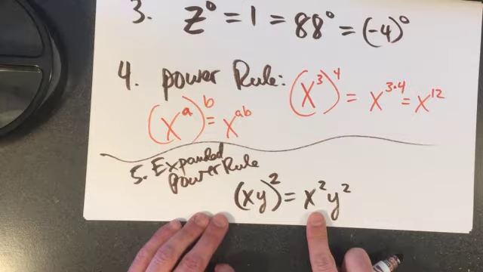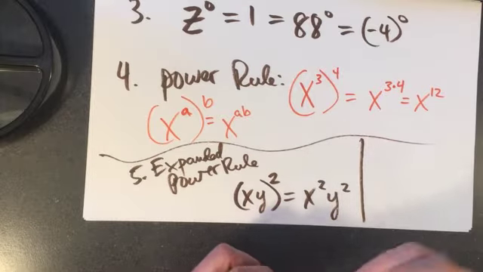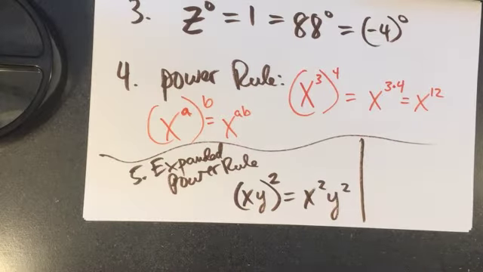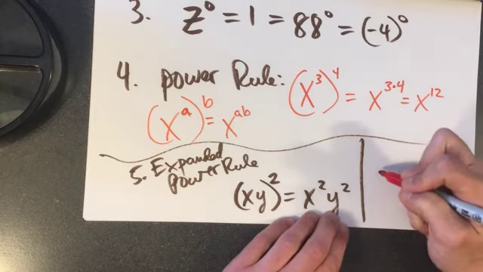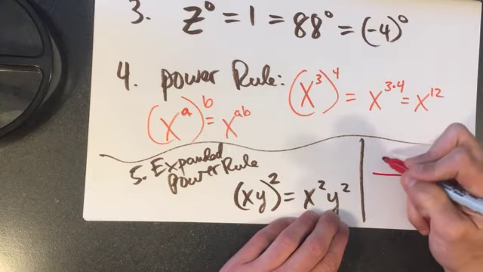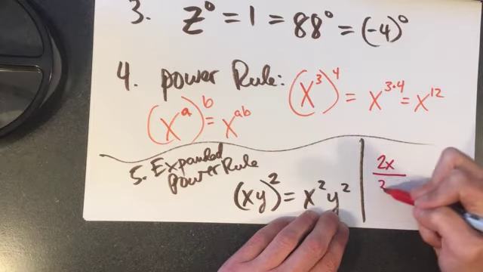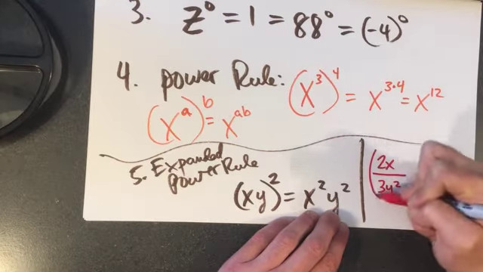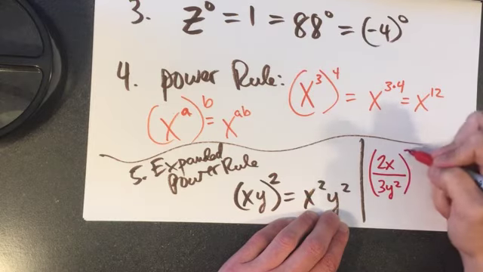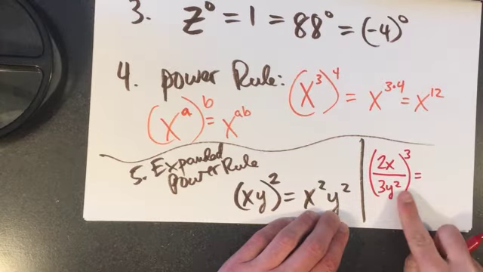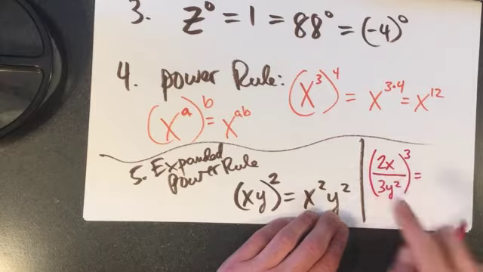Also, let's switch colors here. Let's go red. It doesn't matter if it's in the denominator either. So let's look over here. We have 2x over 3y squared. I'm going to take everything here to the 3rd power. How do we deal with this? Well, we have to cube everything.